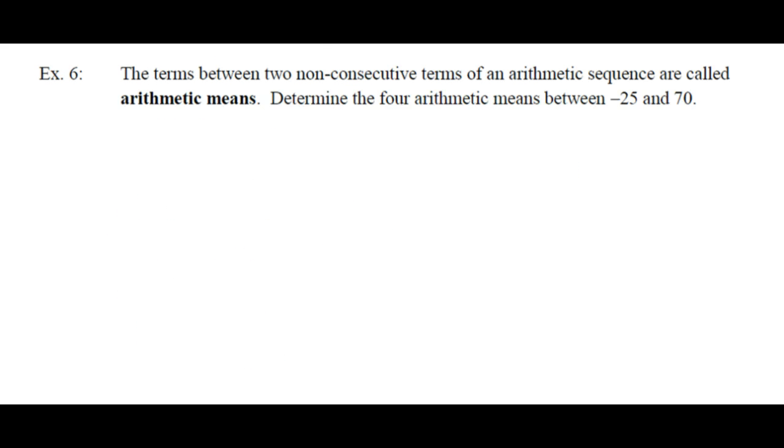The terms between two non-consecutive terms of an arithmetic sequence are called arithmetic means. Determine the 4 arithmetic means between negative 25 and 70. So that means that we have 4 terms in between negative 25 and 70. So we want to make an arithmetic sequence that has ends of negative 25 and 70 and has 4 terms in between.